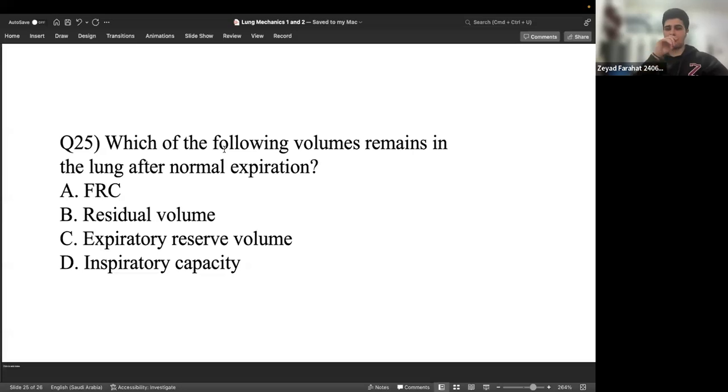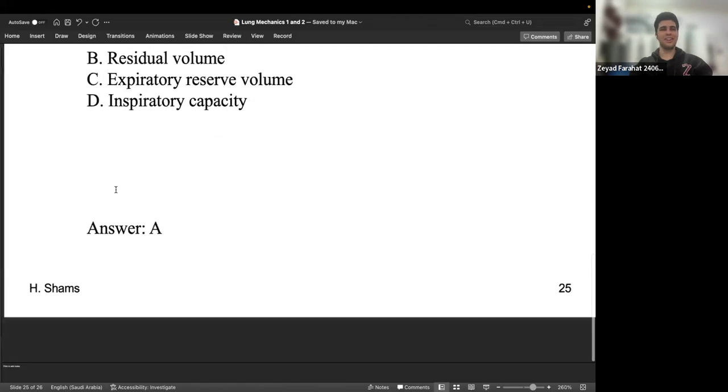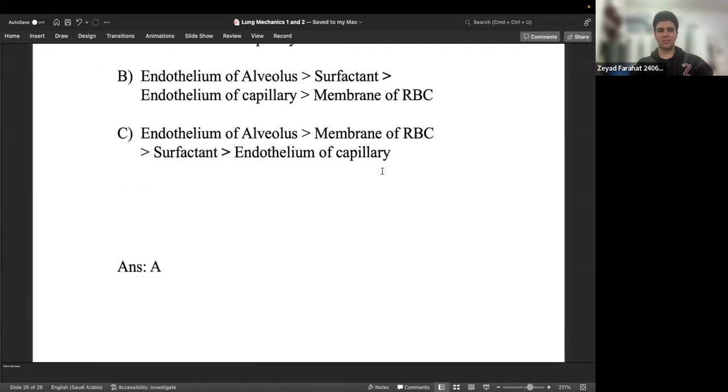Okay, I recommend that again. Which of the following volumes in the lungs remains after normal expiration? Again, we kind of talked about that. It's the FRC. Okay, so what's after these?